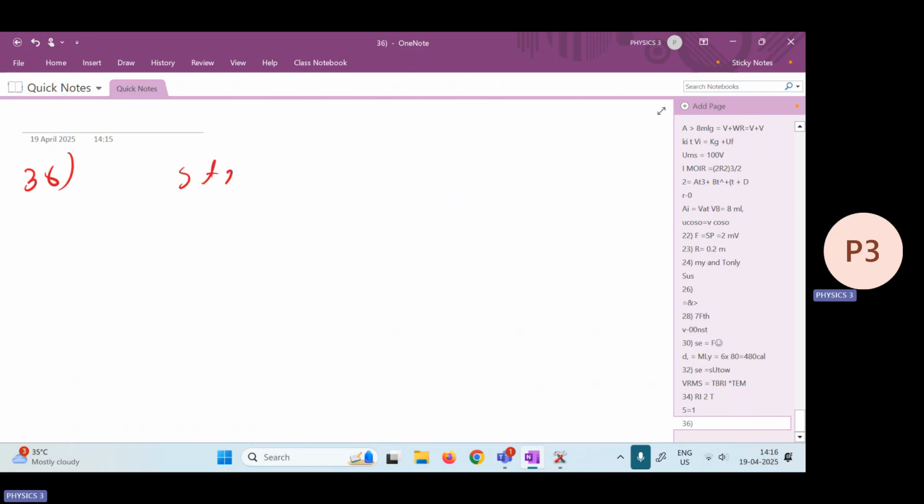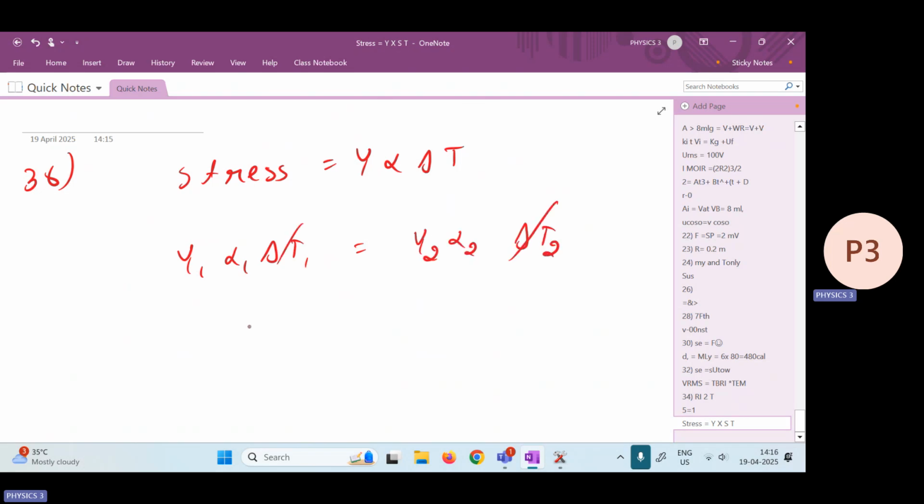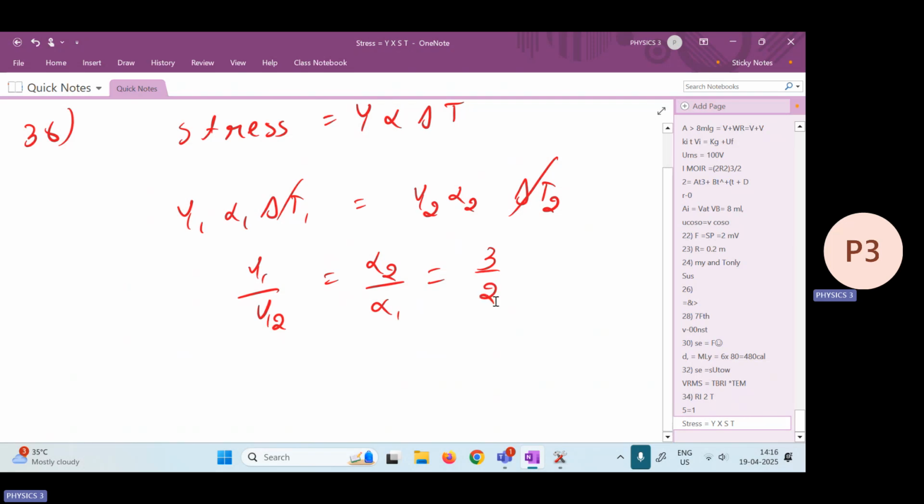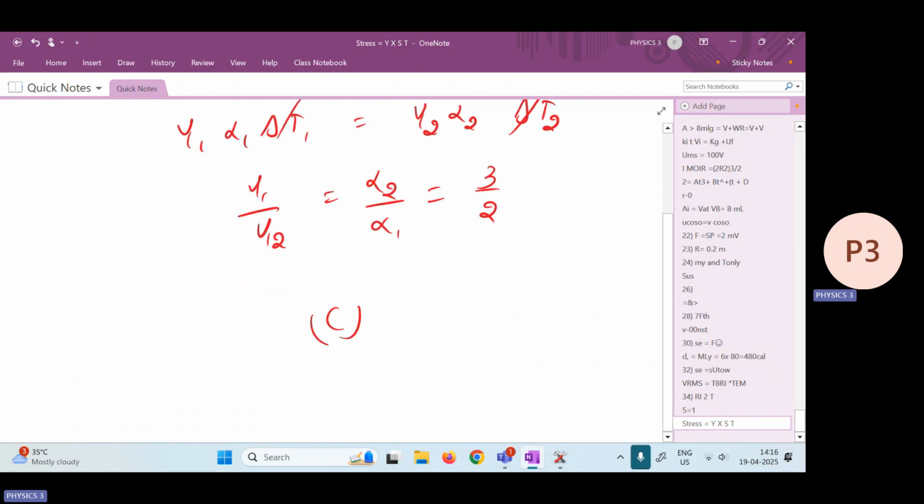Okay, so stress we know is Y into strain. So that will be like Y alpha delta T, as stress on both of them are the same. So Y1 alpha 1 delta T1 will be equal to Y2 alpha 2 delta T2. As the change in temperature is the same, Y1 is to Y2 we can write as alpha 2 upon alpha 1, and alpha 2 upon alpha 1 we have been given is 3 by 2. So C option, which says 3 by 2, is absolutely true in this situation.